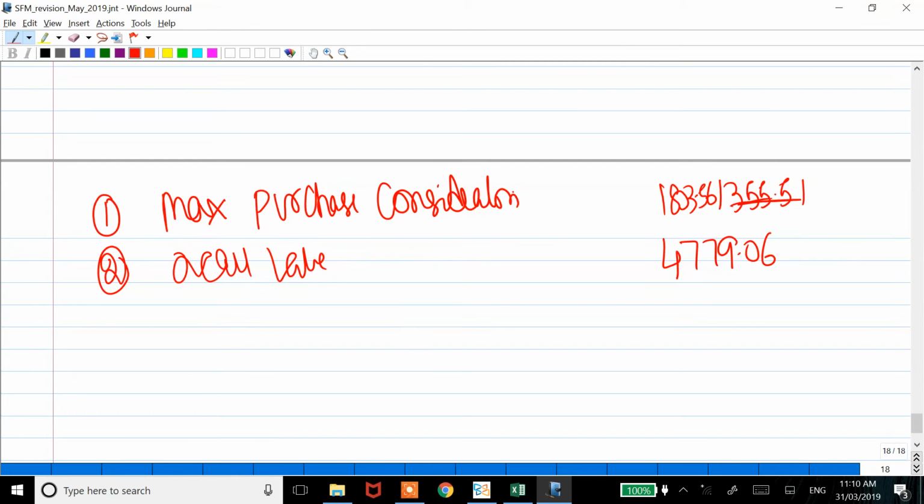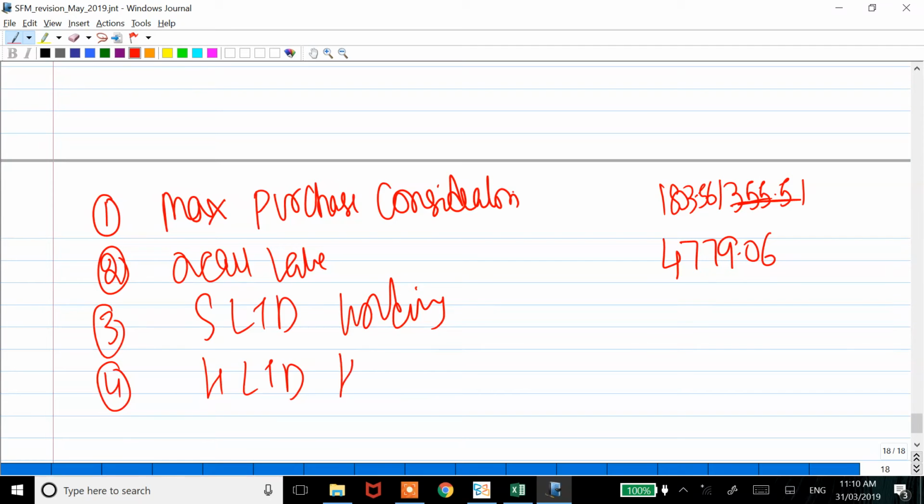4779.06. Same calculation. Earlier you wanted to pay a consideration of some 500 lakhs. Now you want to pay a consideration of some 1803 lakhs. S limited holding, H limited holding. Now you want to give a slightly higher holding to the other person because you are ready to pay a higher consideration. Now the consideration is 1803. So I can pay a consideration of 1803, which means they should hold this proportion of the company.